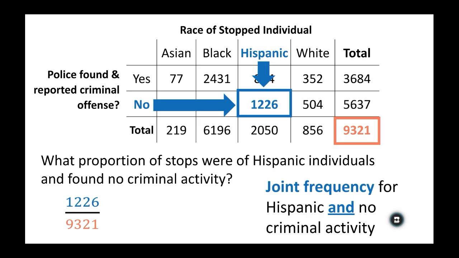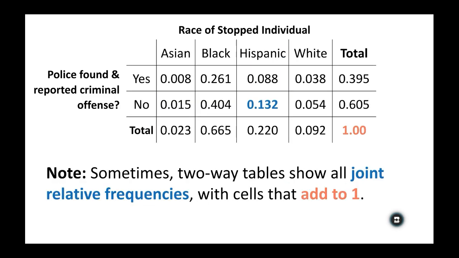To get the proportion, we divide the joint frequency by the table total of 9,321 stops, which gets us a proportion of about 0.132, or 13.2%, meaning 13.2% of stops included a Hispanic individual and found no criminal activity. One note, another way that 2-way tables are sometimes displayed is through only joint relative frequencies. In other words, you take every cell value, divide it by the table total, and show the proportion of individuals or observations in each cell. When it's done this way, the table total will always be 1 or 100%.